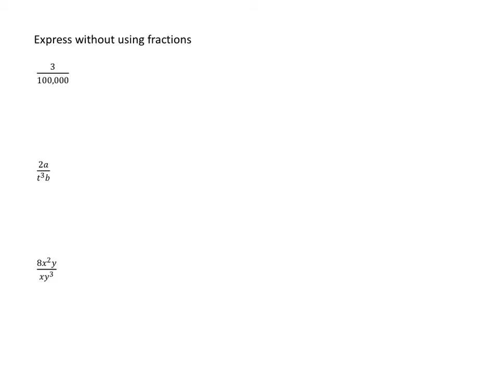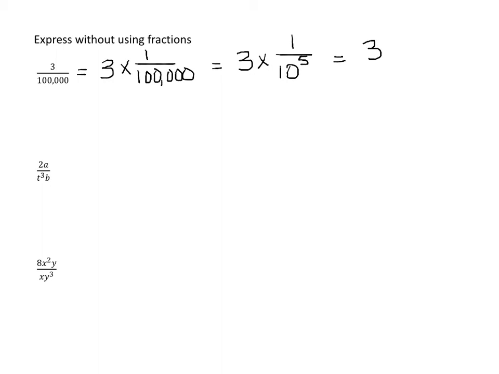With this, we're actually going backwards. We're going to express this without using fractions. So the first one would be 3 times 1 over 100,000. So that becomes 3 times 1 over 10 to the 5th power. I know it's the 5th power because there are 5 zeros. And because I can't use fractions, 3 times 10 to the negative 5th.